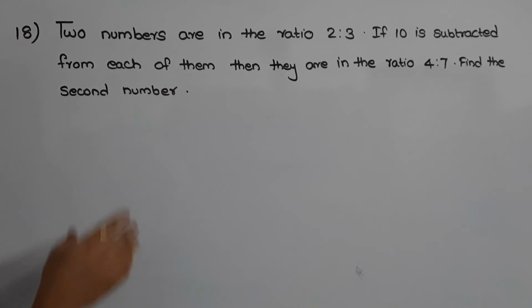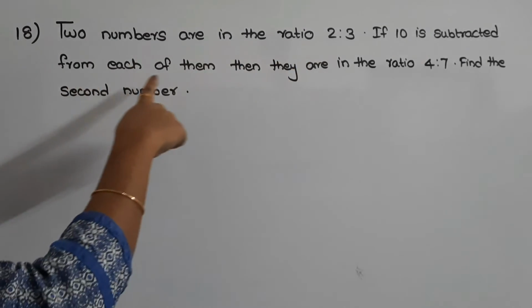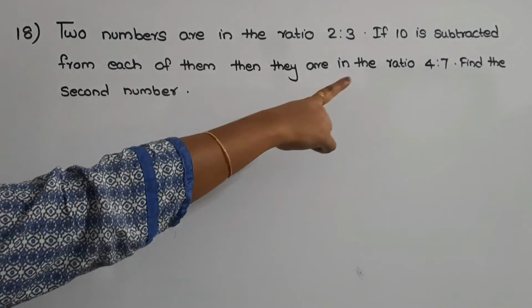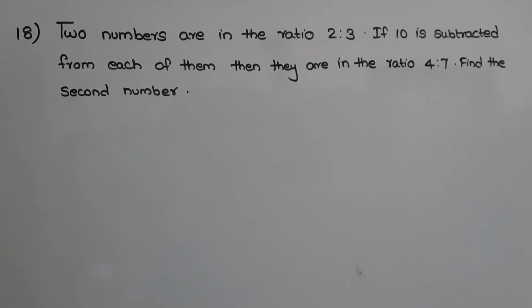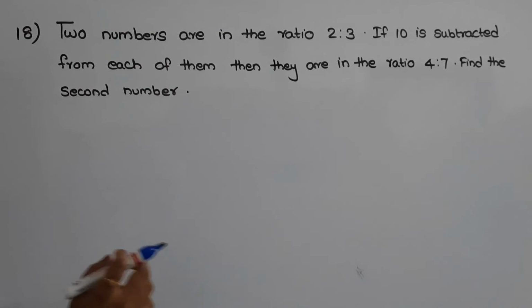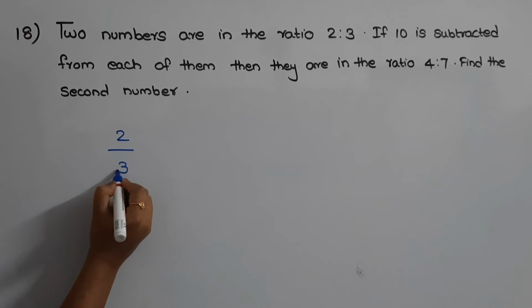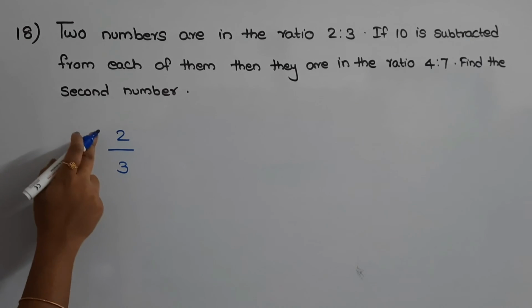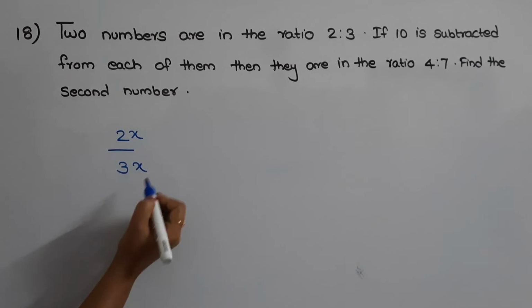The next question is, two numbers are in the ratio 2 is to 3. If 10 is subtracted from each of them, then they are in the ratio 4 is to 7. Find the second number. So in this question they are telling that two numbers are in the ratio 2 is to 3, so we can write it as 2 by 3. Let us consider the first number as 2x and the second number as 3x.